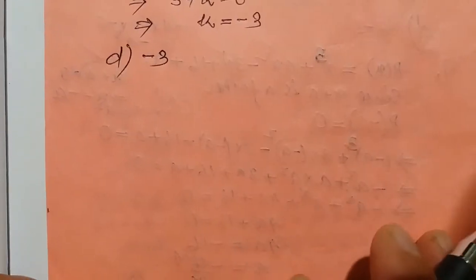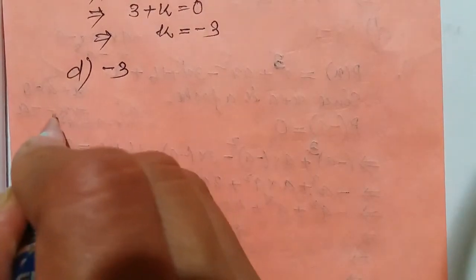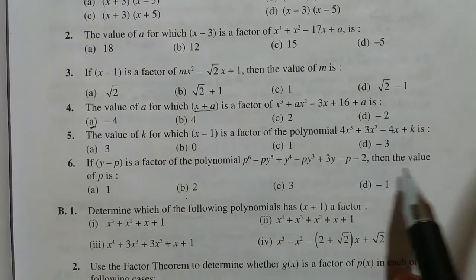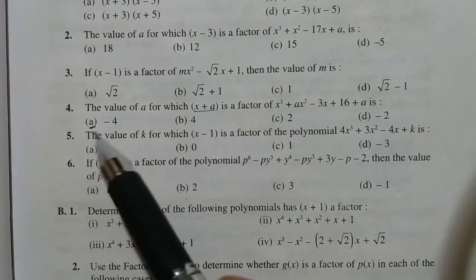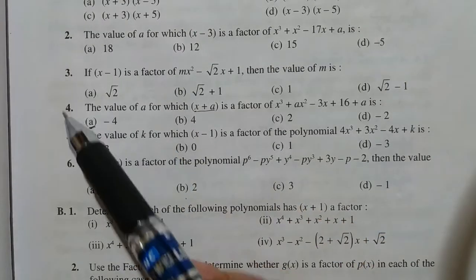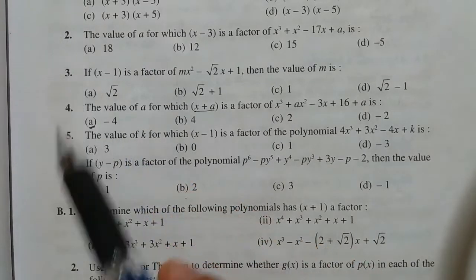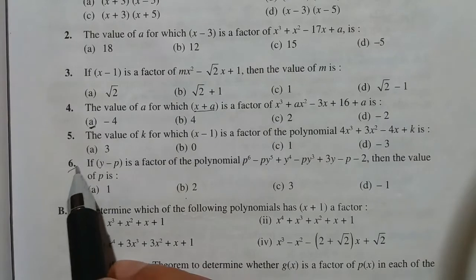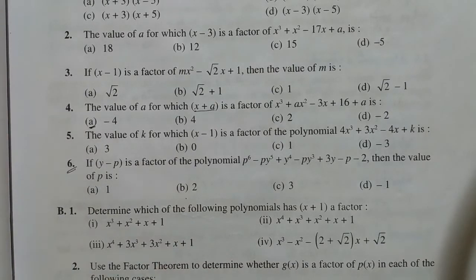Question number 6 now. If y minus p is a factor of the polynomial, then the value of p is. Now all these questions, question number 2, 3, 4, 5, 6, all these are similar questions and you have to solve them in exactly the same manner. So this one you have to try by yourself. So this is the end of this exercise. Now we will go to exercise 2.5. This is exercise 2.5.